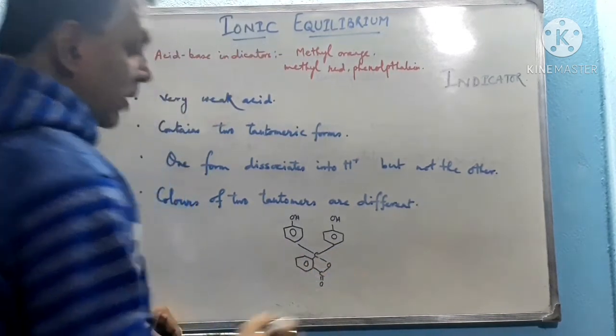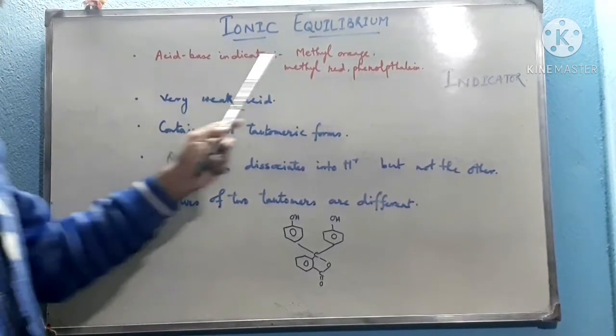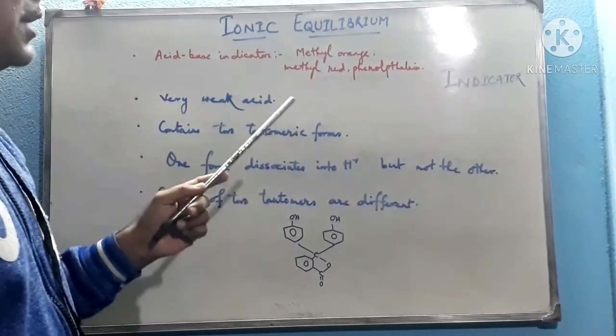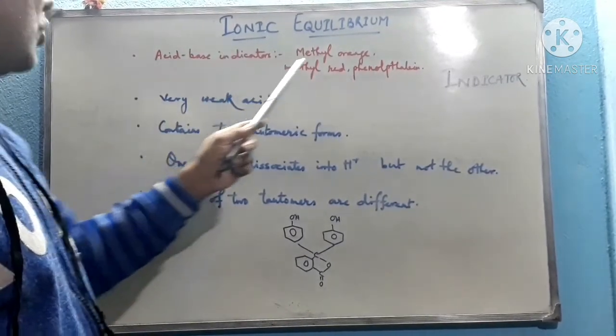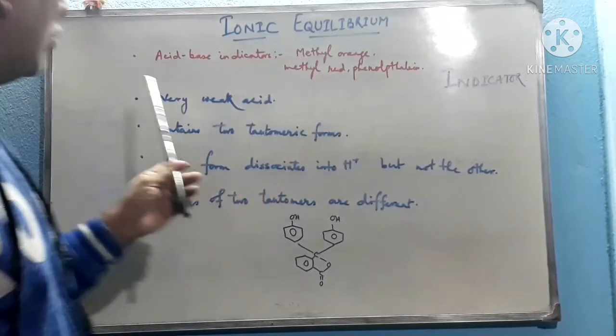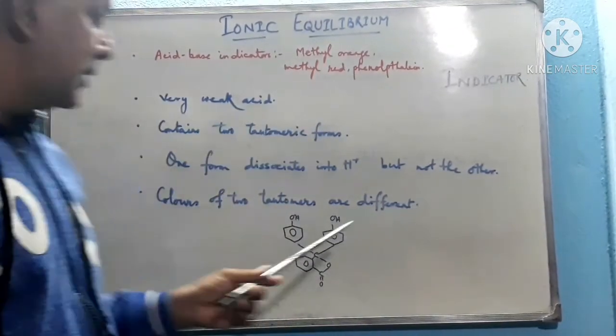So this is the structure of phenolphthalein. These are the general indicators used in the laboratory to indicate the end point of an acid-base titration: methyl orange, methyl red, and phenolphthalein. All these acid-base indicators are very weak acids. Generally, this is the structure of phenolphthalein.